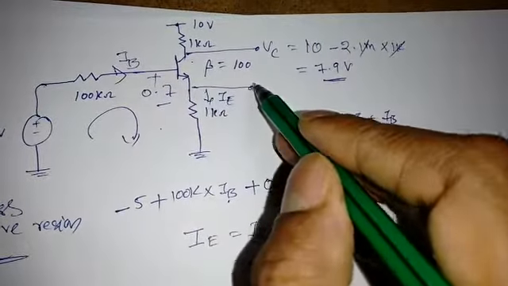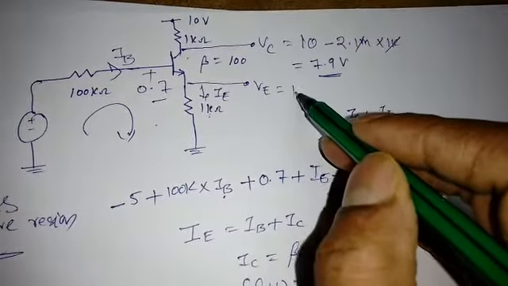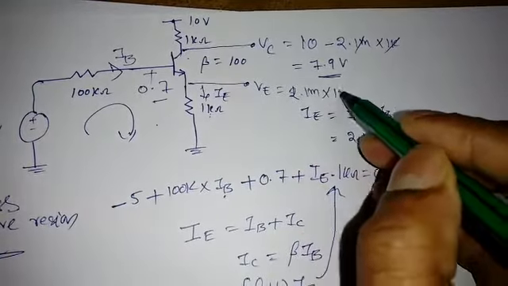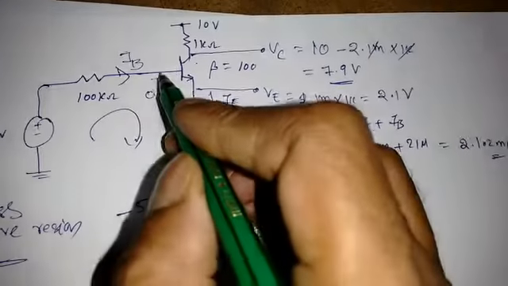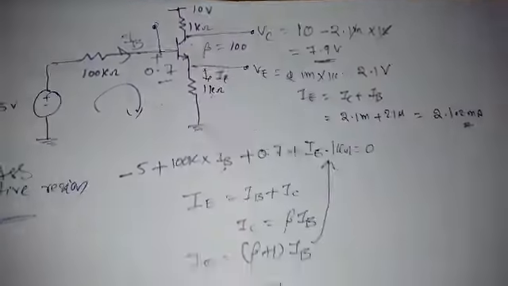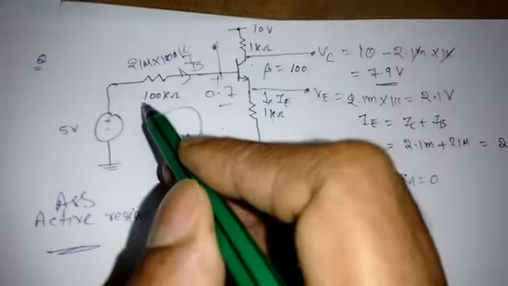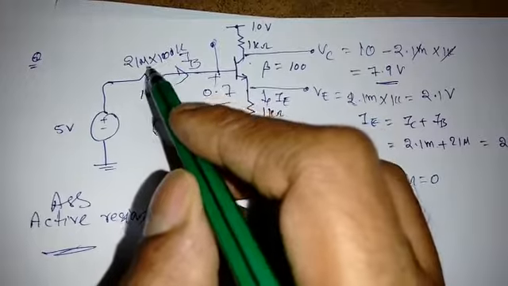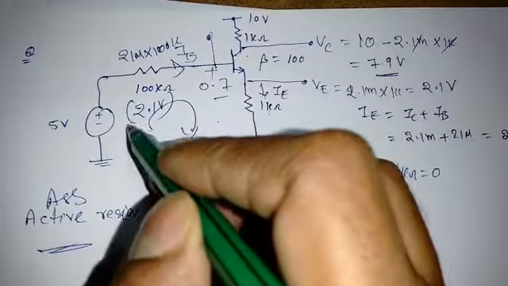Similarly, if I find VE, it is this current and this drop. So IE is 2.1 milli into 1 kilo. So again it will become 2.1 volts. This is VE. What about VB? I know IB. So what is this drop? IB we got 21 microampere. So this drop will become 21 micro into 100 kilo. So what is this drop? It will become 2.1 volts is the drop here. So what is the remaining drop?